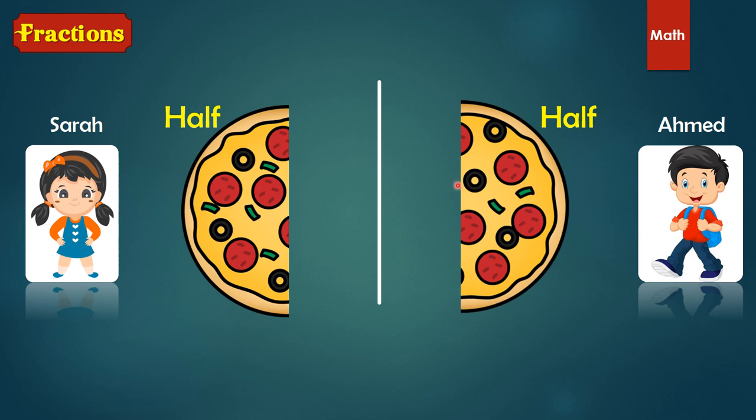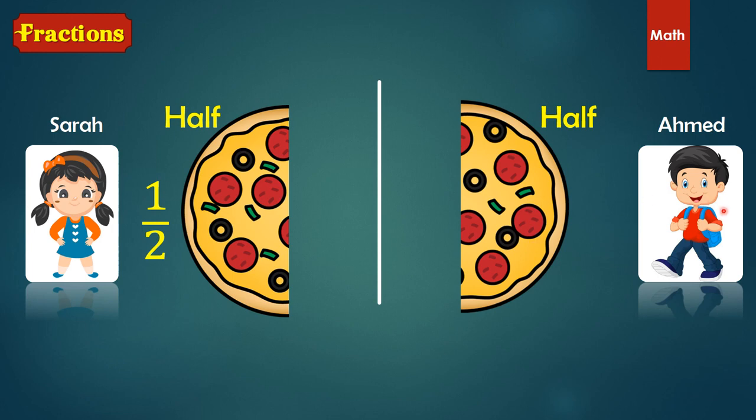But this time, how can we write half in math? Okay, tell me, how many parts do we have? We have two parts, right? How many did Sarah take? She took one part from two parts, right? So we can say that Sarah took 1 over 2. Which means that she took one part from two parts.